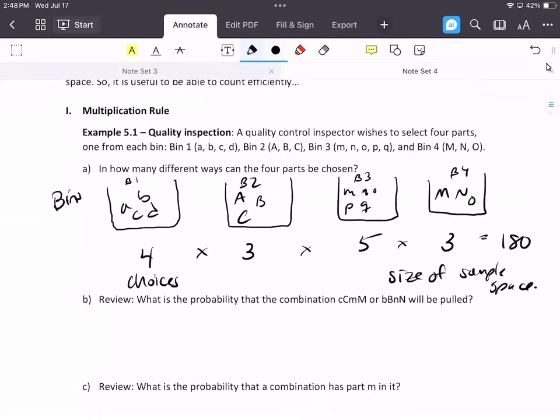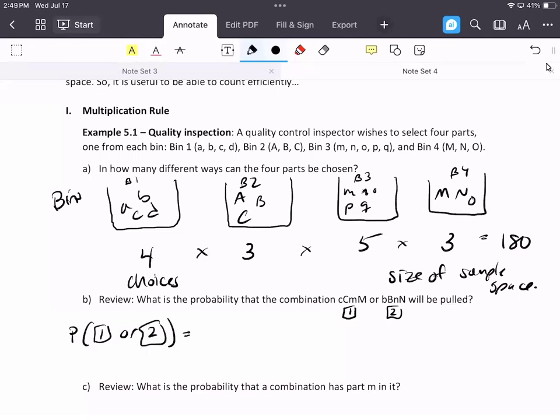So here's a quick little review. What's the probability that the combination, you can see them here, little c, little m, capital N, or little b, capital B, little n, big N will be pulled? I'm going to make it a little bit easier to write, I'm just going to call this event 1 or event 2. So the event is the 2 things together. So we want the probability of 1 or 2.